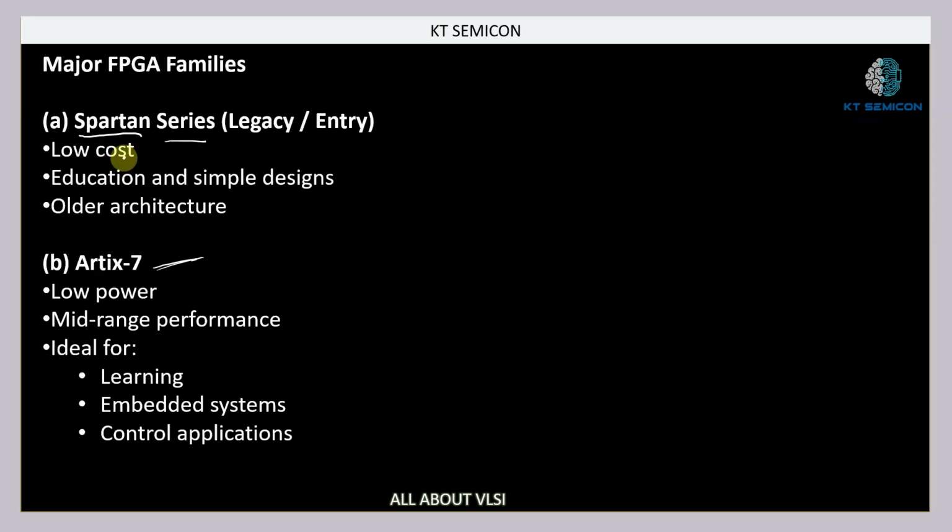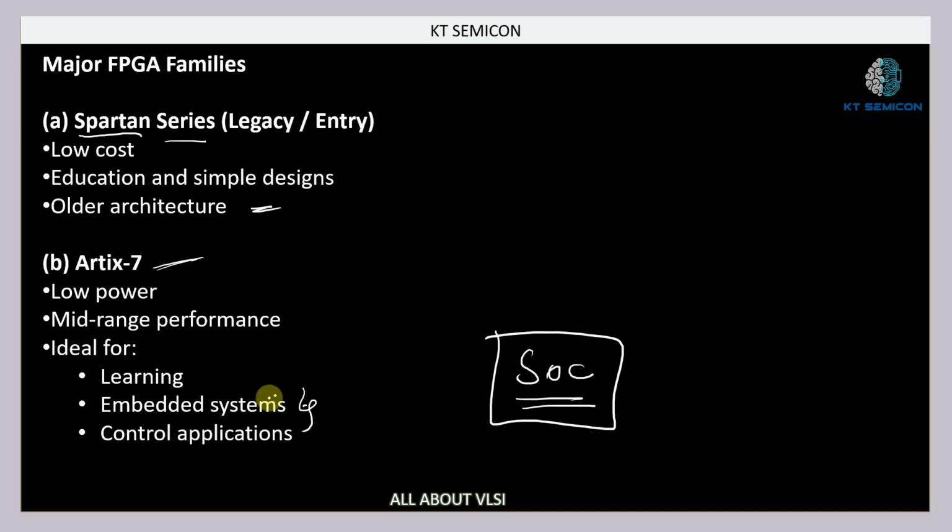Spartan is basically low cost and an older architecture, and it is used for simple education and simple designs. Artix is low power, mid range, and it is used for learning, embedded systems, and control applications. Why it is used for embedded applications, we will discuss in later sessions when we discuss something known as SoC architecture, where you will get a clear idea about what I am talking about.